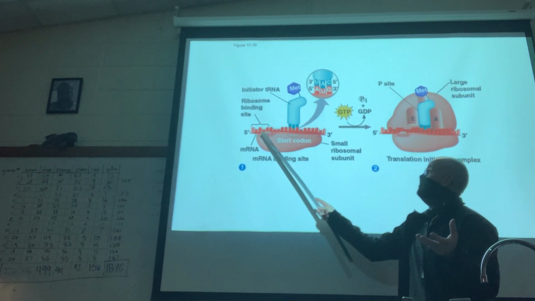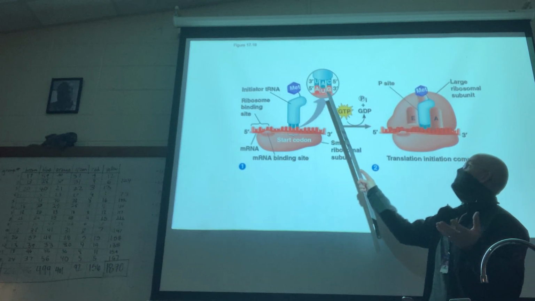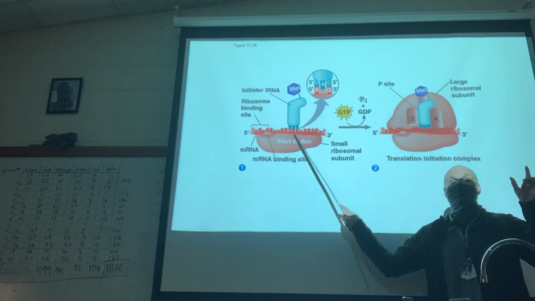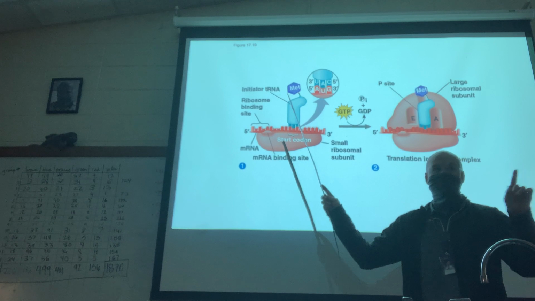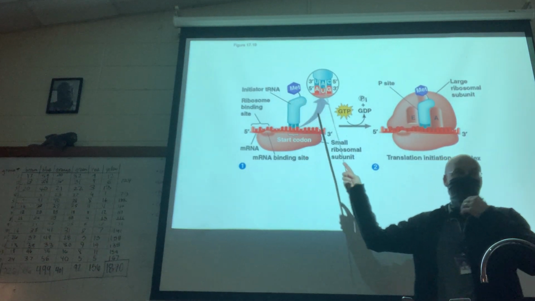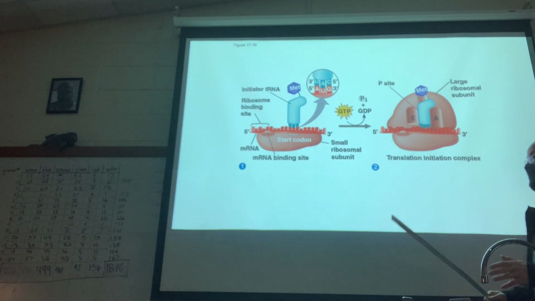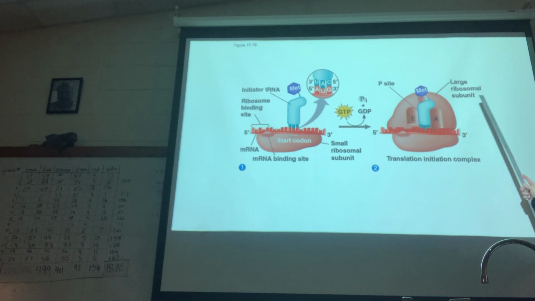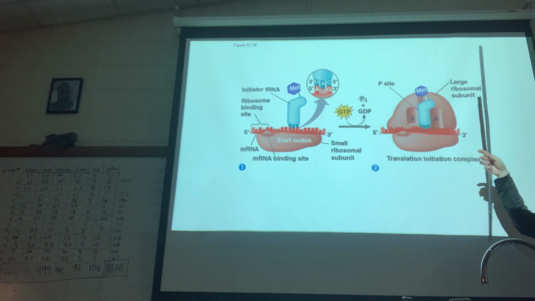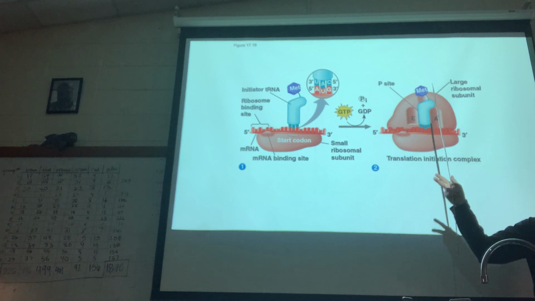And at some point along this message, hopefully, for the cell's sake, there is an AUG, and that becomes the location where the first tRNA bonds, and it's always going to bring methionine. That's kind of your starting amino acid that's coded to AUG. That's the point that triggers the large subunit to lock into place, and then you really have your ribosome.